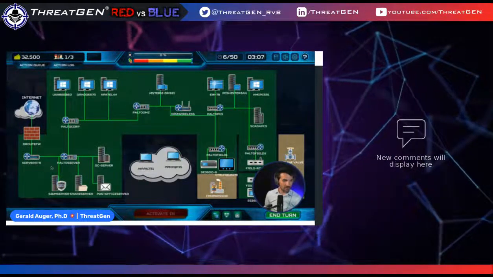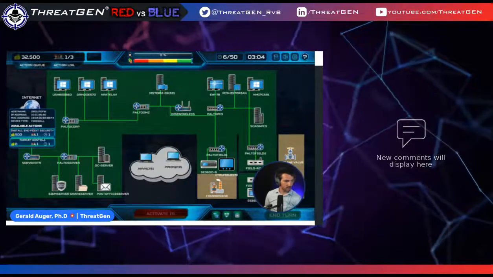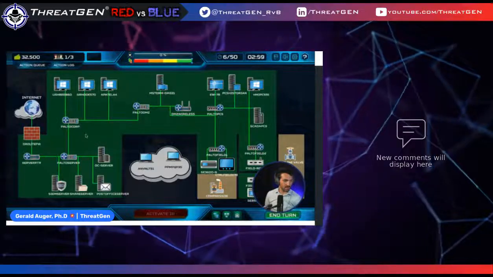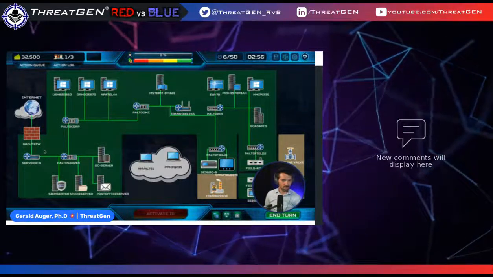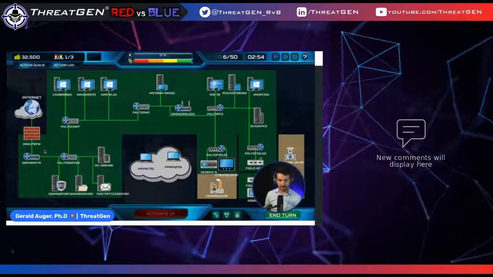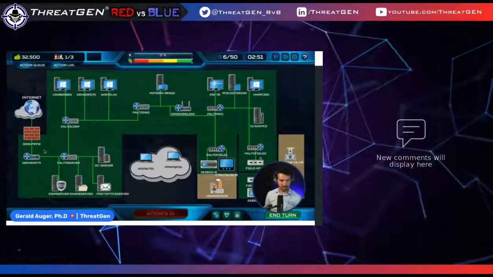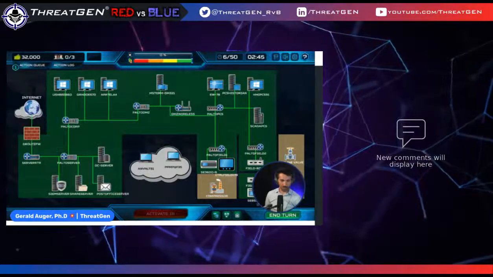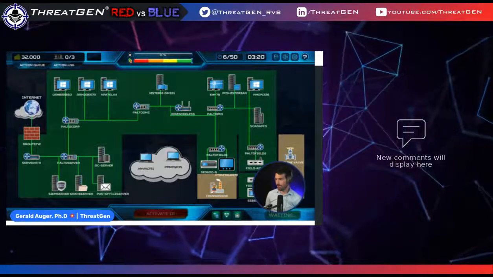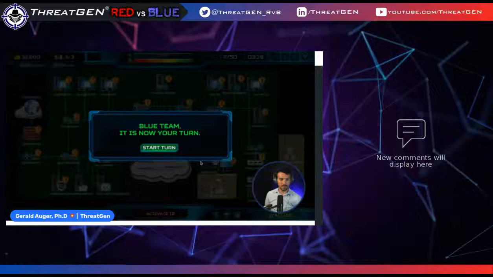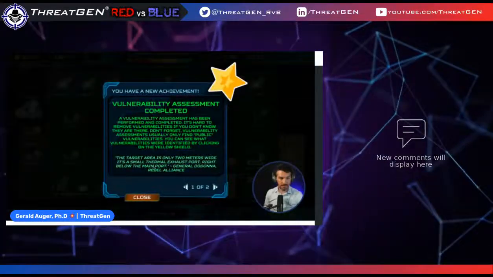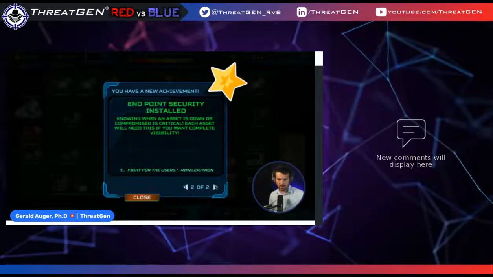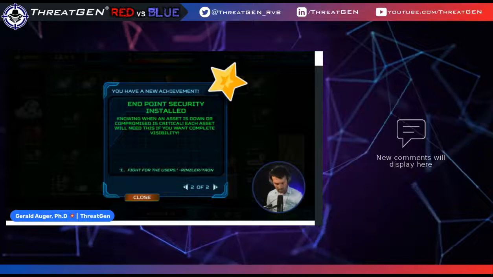Okay. Now what are we doing? We got one person. We got our firewall. Endpoint security. I don't really think of endpoint security when I think of firewalls. I really do want to bolster the firewall. I feel like that's really where people are going to be hammering. Okay, let's see. Vulnerability assessment completed and endpoint security installed. Very nice, very nice.